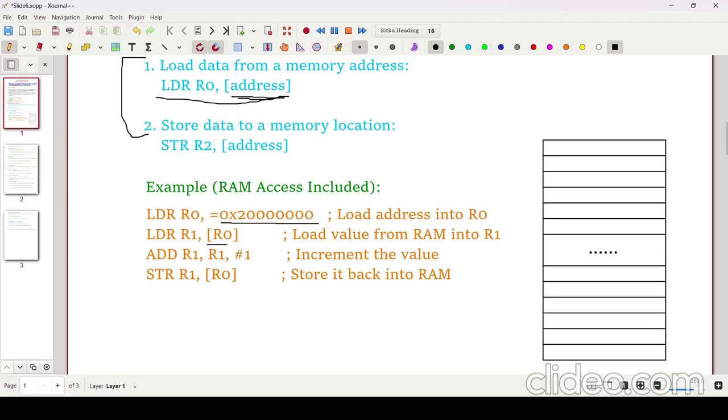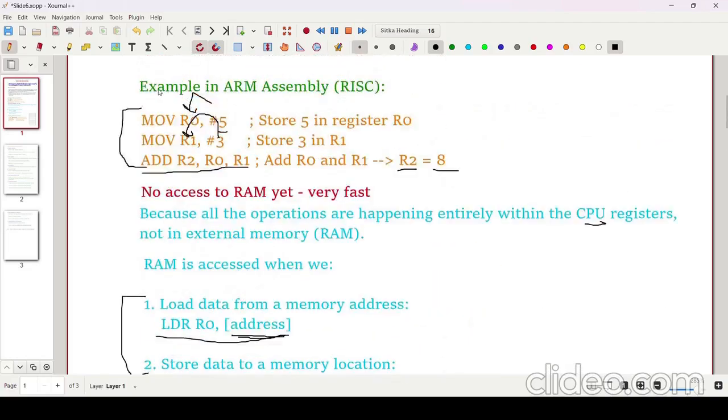I have already discussed the meaning of these square brackets. It means dereferencing this address: whatever data is present at this address, go to that address and load that data into R1. In the next instruction we are incrementing the value of R1 by 1, so R1 will become R1 plus 1, and in the fourth instruction we are storing it back into the RAM. After adding 1 to register R1, we are storing it back into the RAM at R0. So in these two examples I have discussed the basics of registers.